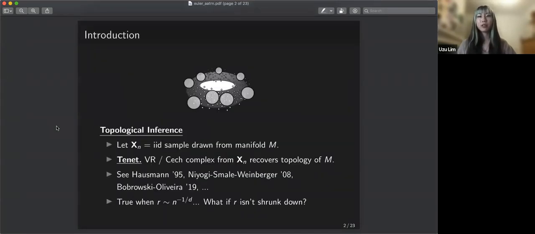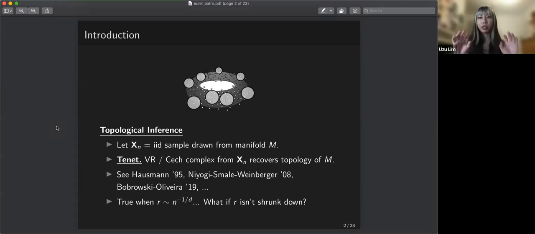So it all starts with this general problem of topological inference. A very general setting goes like this. You have a manifold M. It can be embedded in Euclidean space or not, whatever you choose. And let's say Xn is an independently identically distributed sample drawn from your manifold M. And then one of the key tenets, and it's a vague one, is that the Vietoris-Rips, VR, and Čech complex constructed from Xn recovers the topology of M.